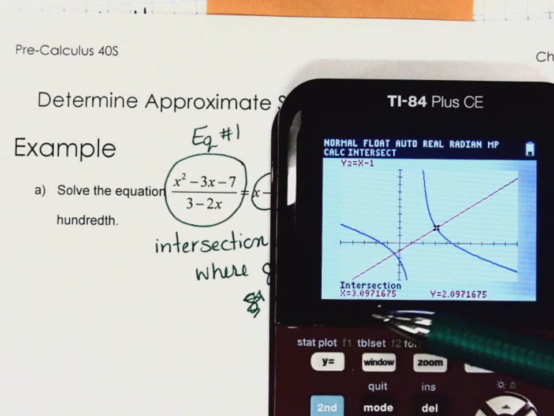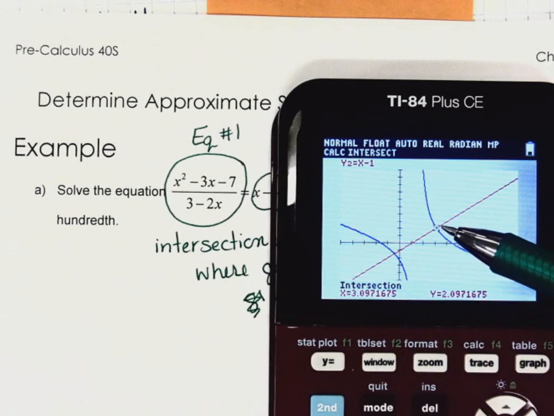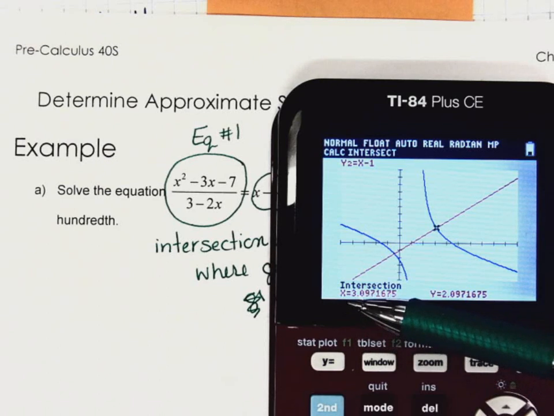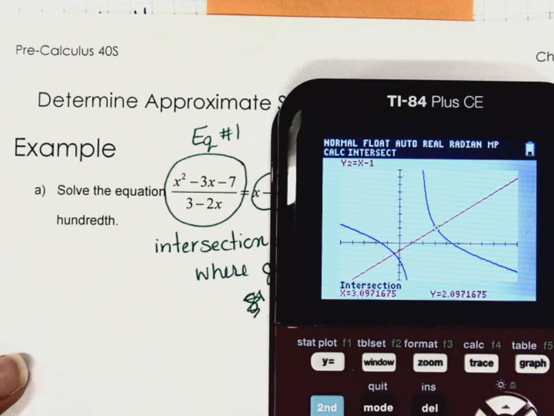Yep. So the point of intersection, so it's showing this point of intersection is x is equal to, what are we doing? Express the answers to the nearest hundredth. 3.10. 3.10 would be that intersection.